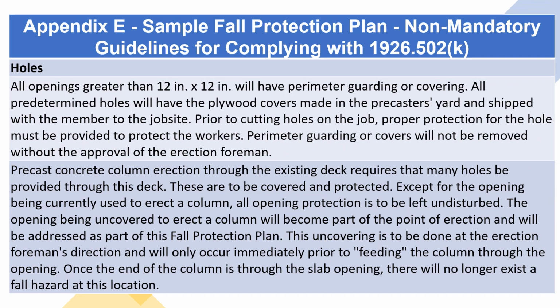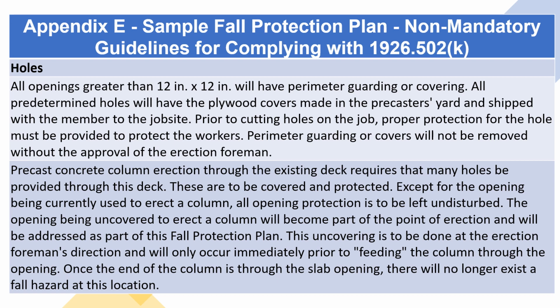Holes. All openings greater than 12 inches x 12 inches will have perimeter guarding or covering. All predetermined holes will have the plywood covers made in the precaster's yard and shipped with the member to the job site. Prior to cutting holes on the job, proper protection for the hole must be provided to protect the workers. Perimeter guarding or covers will not be removed without the approval of the erection foreman.